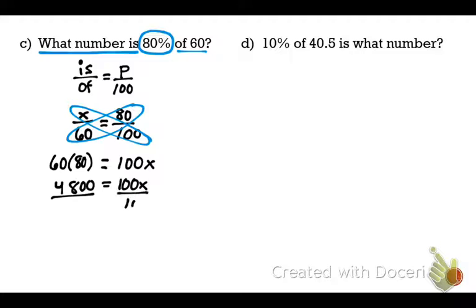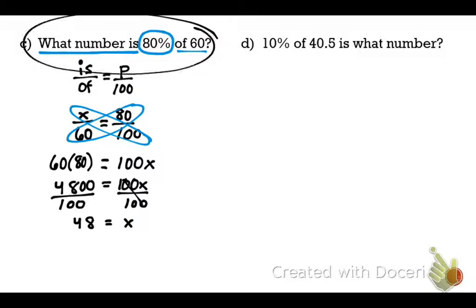Very good. We're going to go ahead and divide both sides by 100. And what do you get? 48. Okay. Is this 48%? No. When I go back up here, look at the question. It says, what number is 80% of 60? So you want your answer to come out as a number. And that is the correct answer. X equals 48. 48 is my number. I want you guys to try the next one on your own.